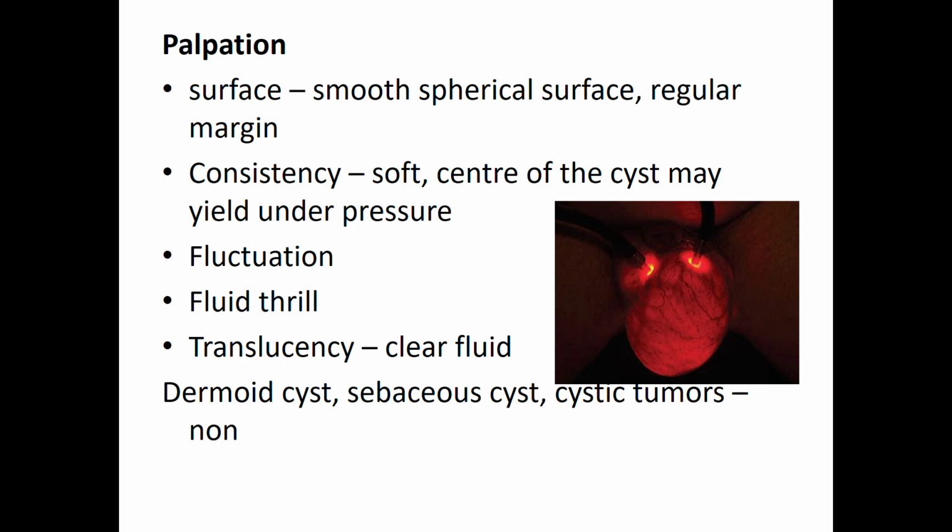And fluctuation: if you hold the cyst, it moves, and fluid thrill is present, especially if it is a large one. And if you check translucency, when you project light to the cyst, the light can be seen passing through. But there are certain cysts in which the translucency or transillumination test is negative, especially the dermoid cyst, sebaceous cyst, and cystic tumors. As we saw, the content can be toothpaste or porridge-like material, and this material does not transmit light. So in such cysts, the transillumination test may be negative.